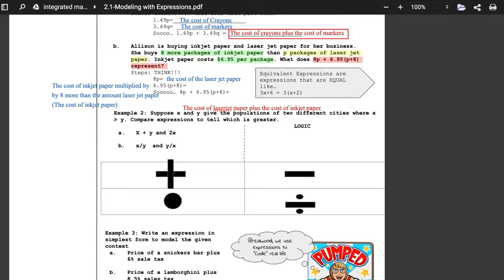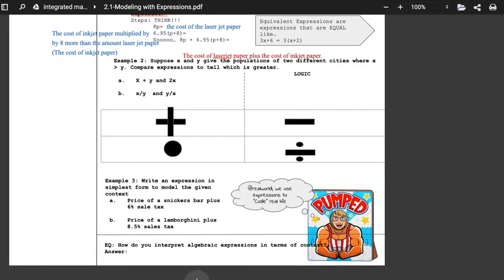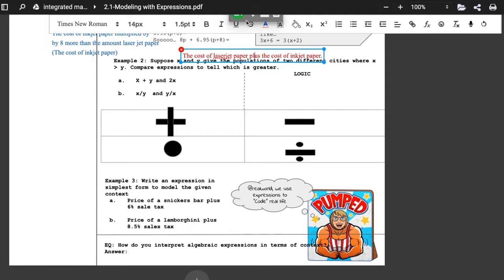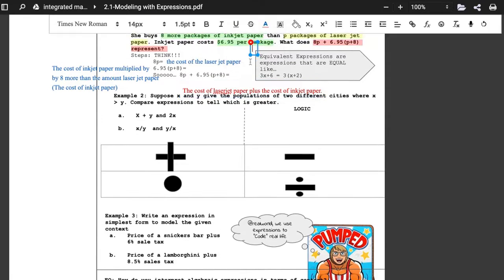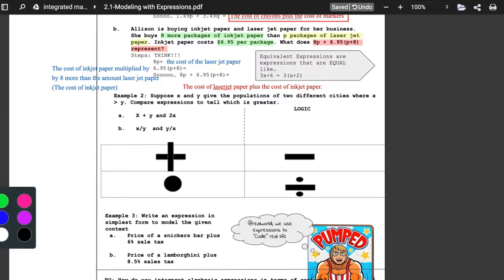So in this next example, it's kind of a little funky, but we got to think about it. So we're given X and Y, which are the populations of two different cities, where we know X is bigger than Y. That's what that alligator means. Remember, the alligator eats the bigger number. So X is bigger than Y. And I'm going to go ahead and highlight that because it's actually important. And sometimes we miss important information.